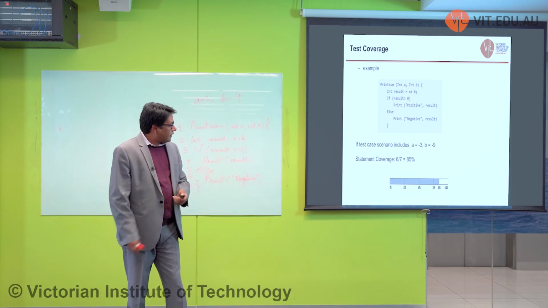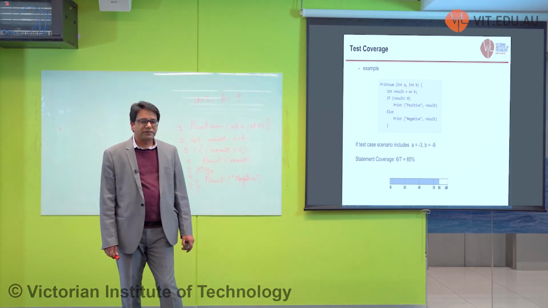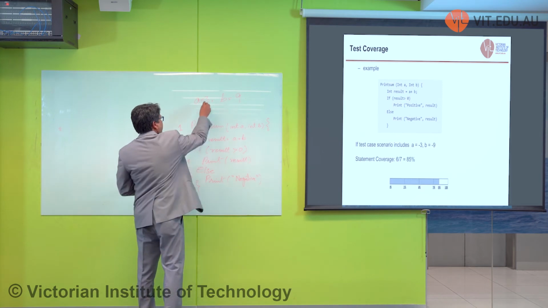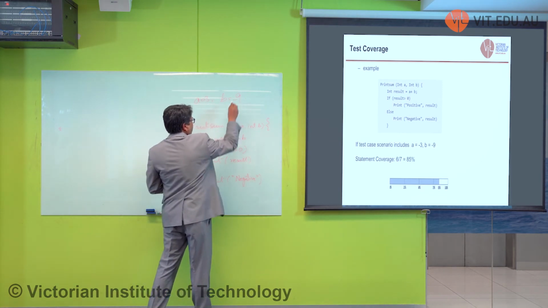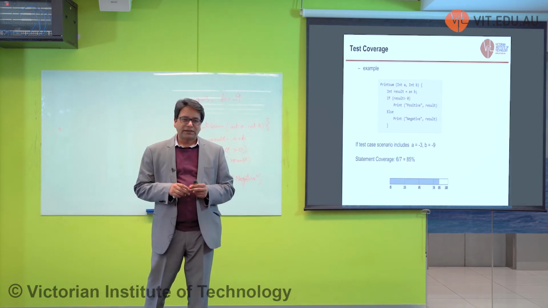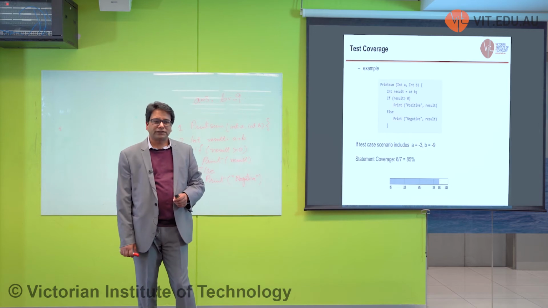Now let's look at another example. Same program, same lines. Now we have a test case where A is equal to -3, B is equal to -9. Now here we have more percentage.